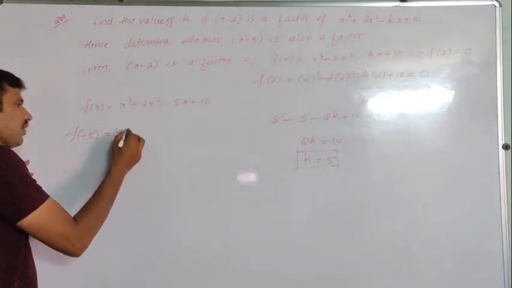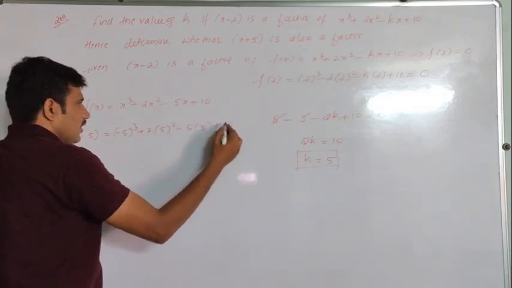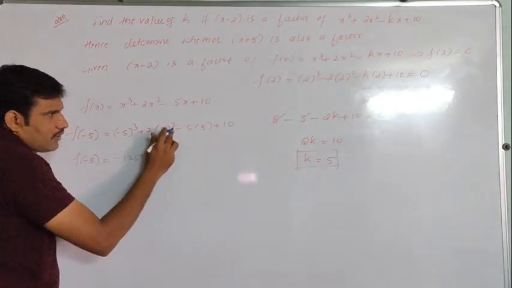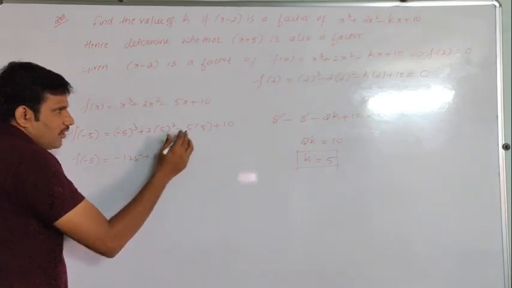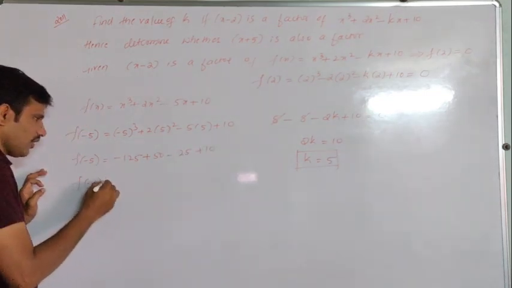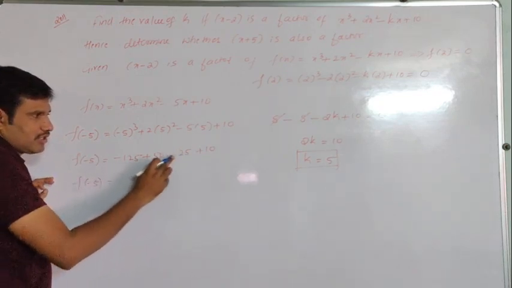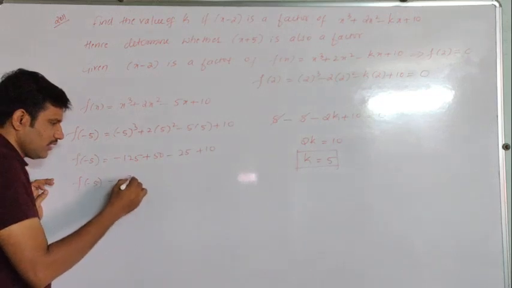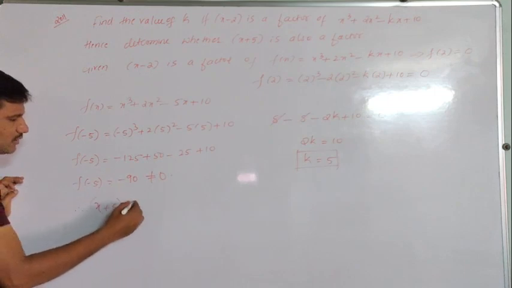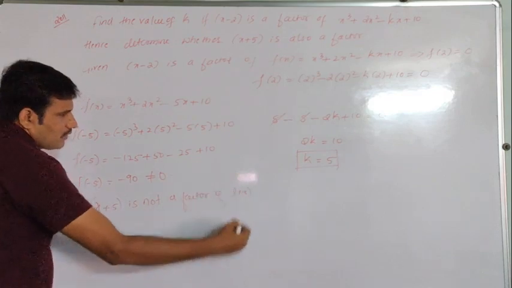So now it is minus 5 cube plus 2 into 5 square minus 5 into 5 plus 10. Minus 5 cube is minus 125. 5 square is 25, 25 into 2 is 50. Minus 5 into 5 is minus 25, plus 10. So f(minus 5) is minus 125 plus 50, which is minus 75, minus 25 plus 10 is minus 15, so minus 90, which is not equal to 0. Therefore x plus 5 is not a factor of f(x).